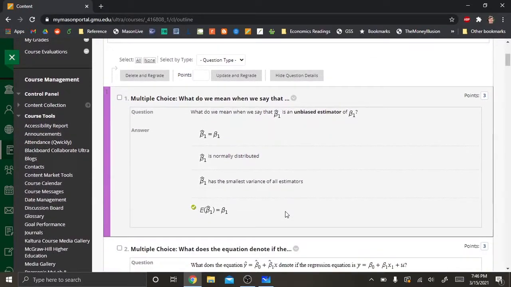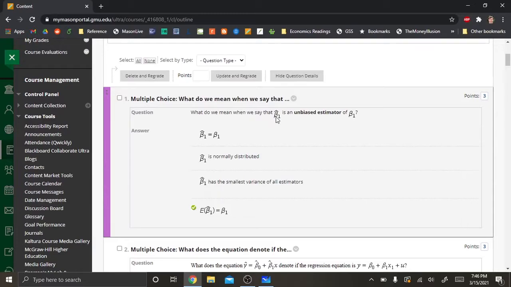Okay, so question number 1, it's asking what do we mean when we say that beta 1 hat is an unbiased estimator of beta 1. So it's just asking what does unbiased mean. And most of you got this right. The answer is that the expected value of beta hat 1 is equal to beta 1. Basically, if we take many samples and calculate many beta hat 1s, then on average, the average beta hat 1 from all of those samples will be equal to beta 1, the population slope. Another way of saying this is the sampling distribution is centered at the population parameter.